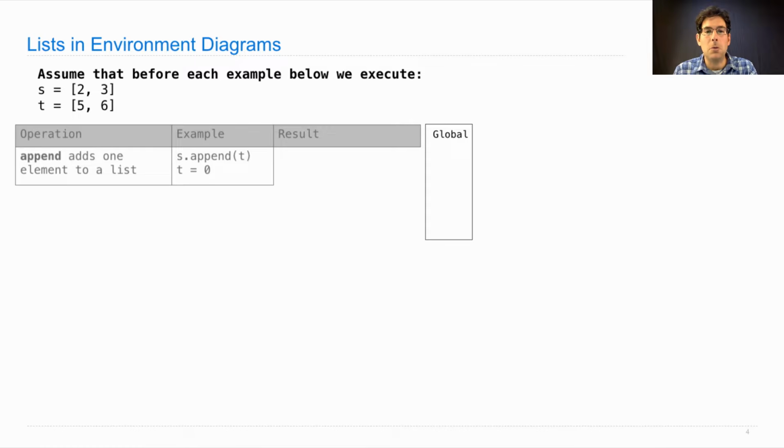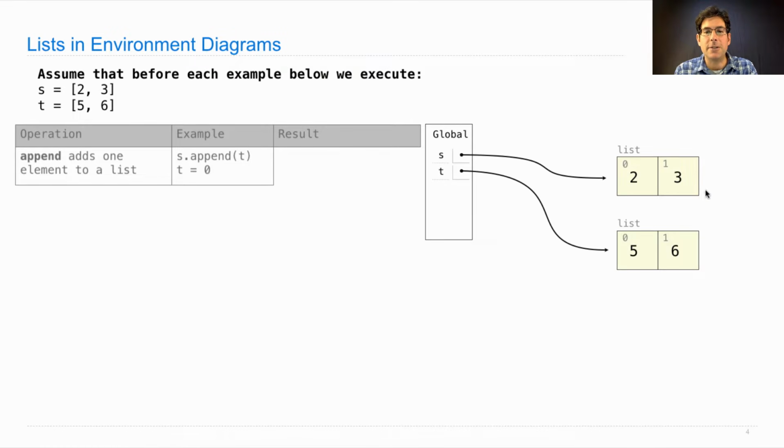I start out with a global frame with S bound to the list 2, 3, and T bound to the list 5, 6. S.append(T) adds one element to the end of S that refers to this list containing 5 and 6. It's important that this arrow doesn't point to the name T. It has to contain a value. It's the value that you get when you evaluate the name T, which is the list containing 5 and 6.